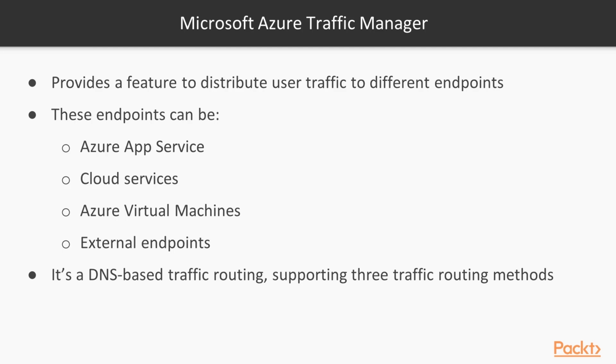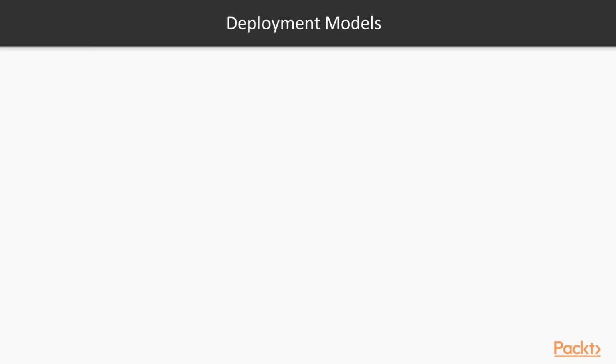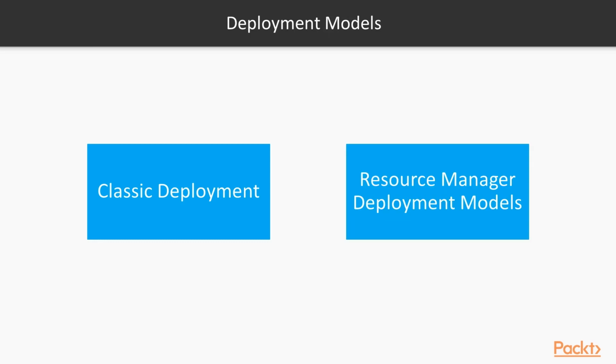Microsoft Azure Traffic Manager provides a feature to distribute user traffic to different endpoints. These endpoints can be Azure App Service, Cloud Services, Azure Virtual Machines, and external endpoints. It's a DNS-based traffic routing, supporting 3 traffic routing methods. Now, there are 2 different deployment models in Microsoft Azure, the Classic Deployment and Resource Management Deployment models.